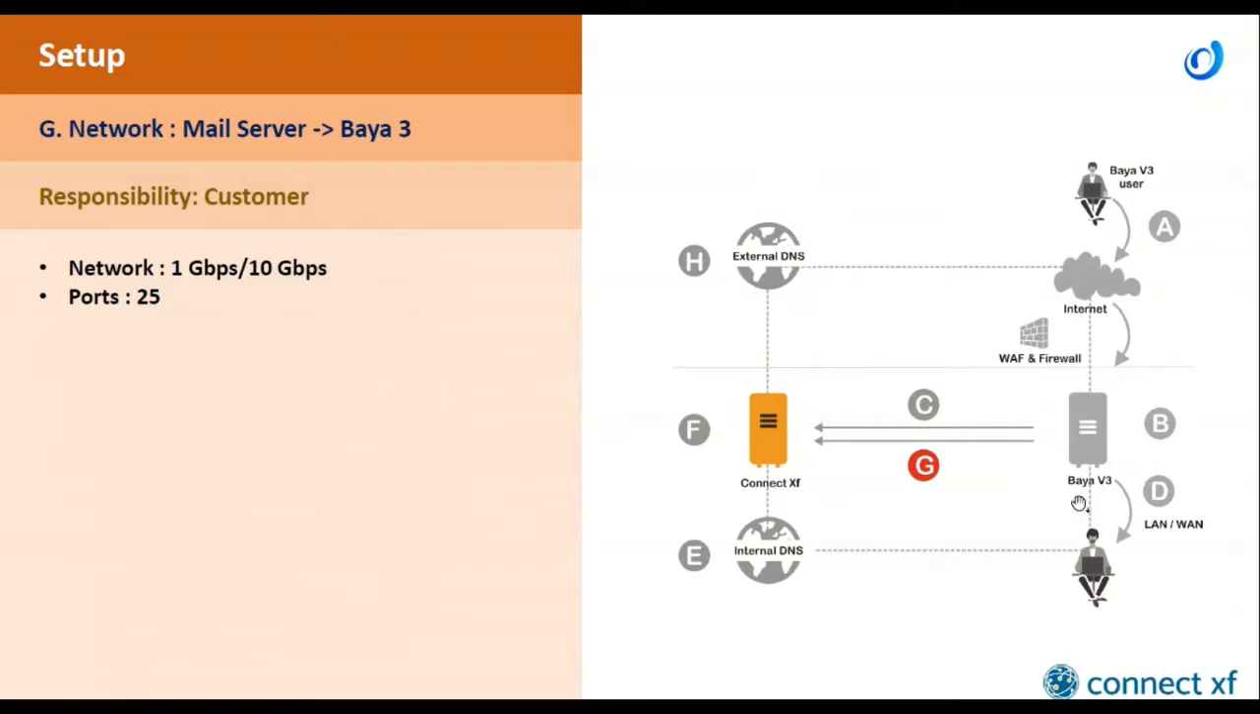So if anyone sends a mail using BIA v3, the BIA v3 server will actually connect to the mail server over port 25 and then the mail will be sent. So that is how it is going to be. For that, the network of 1 Gbps or 10 Gbps and port 25 need to be opened between these servers.